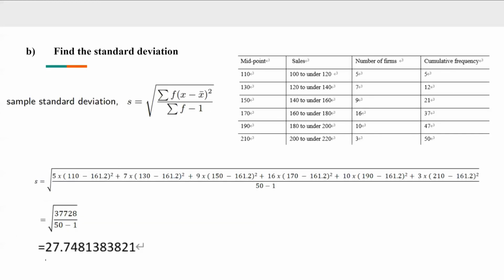To calculate the standard deviation, we should determine the mean. Then we square the differences between the midpoint and the mean. Next, we multiply by the frequency, sum them up, and then divide by m minus 1. M is the total frequency. Finally, we take the square root of the result and get the standard deviation.